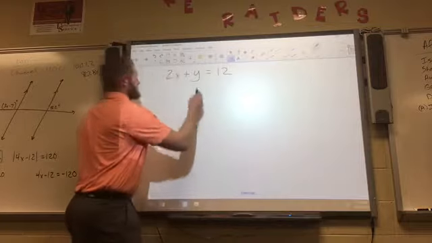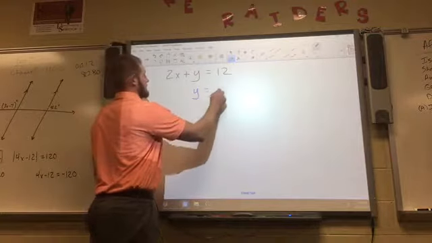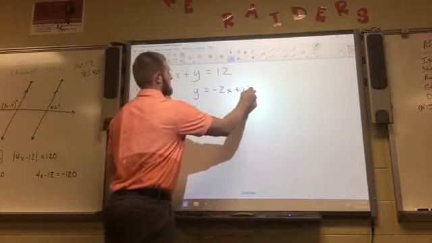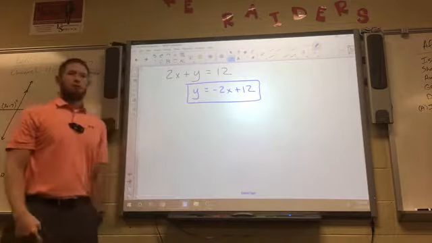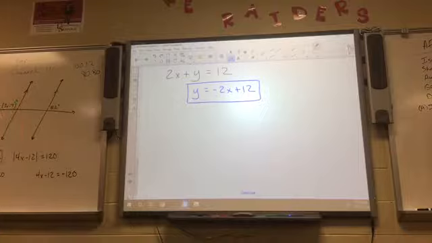If you just do that, then you have y equals negative 2x plus 12. Now this is in a form that you are more used to. The other form is standard form. It's still an equation of a line, it's just written differently. It's not in slope-intercept form. If you put it into slope-intercept form, you will most likely have less struggles. So just be aware of that. You will run into that on your assignment.